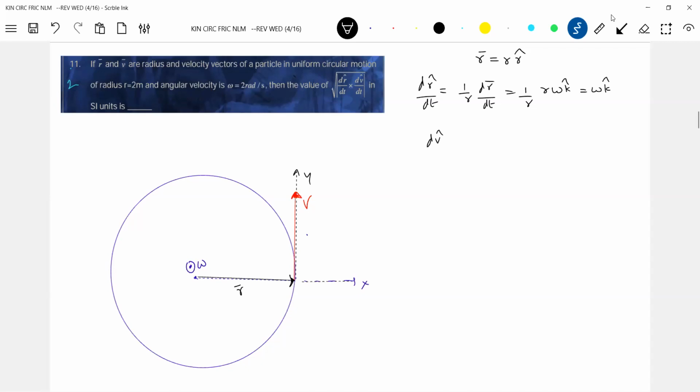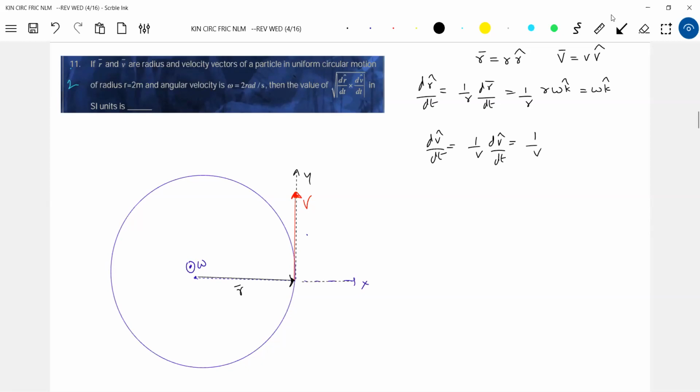Then similarly, dv cap by dt should be equal to, again using the same formula, v bar equals v into v cap. So this will be 1 by v dv bar by dt. So this should be equal to... No, Sir, dv cap by dt. R omega i cap, sir. R omega minus i cap, sir. No, don't stick to your basics. dr bar by dt. Sir, dr bar by dt is v bar.